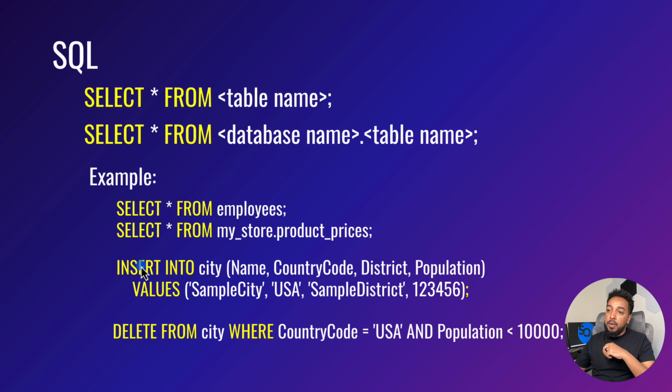Just to show you more examples here, if you want to read information from employees, you can just say select star from employees, or select star from mystore.employees. That's the database name or the schema name. But that's basically the same examples I have here with actual table names.